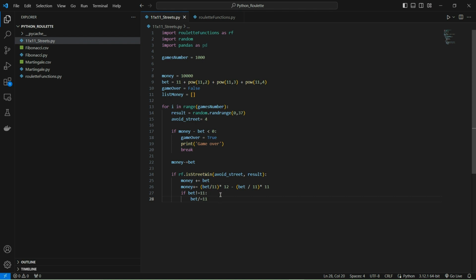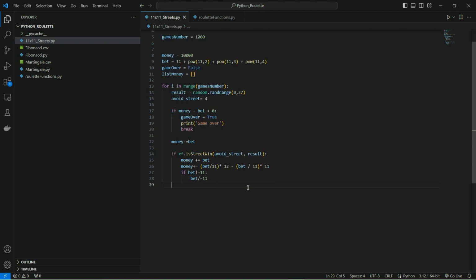If I lose, I multiply bet by 11. If I won, I divide bet by 11 unless it is 11. Then I won't divide it by 11. And if I don't win, I will then multiply bet by 11.